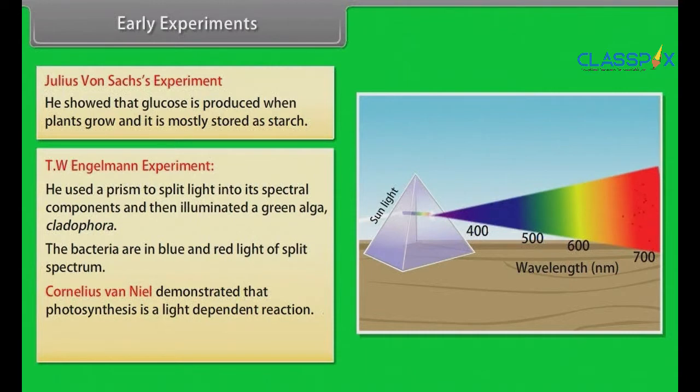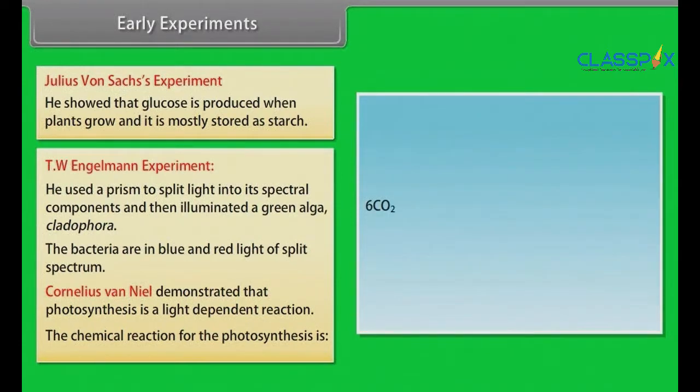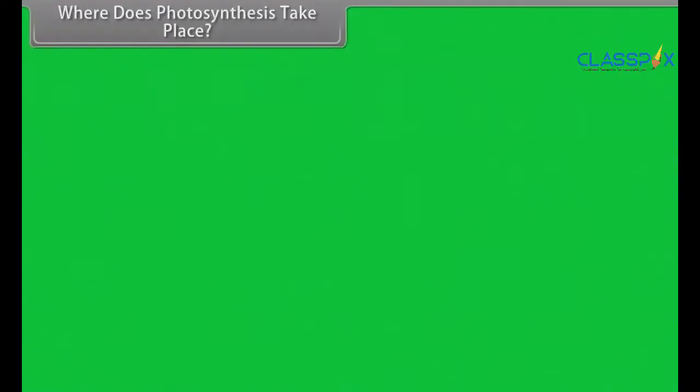The chemical reaction for photosynthesis is 6CO2 with 12H2O in presence of light gives C6H12O6, which is glucose, with 6H2O, which is water, and with 6O2, which is oxygen. Where does photosynthesis take place?